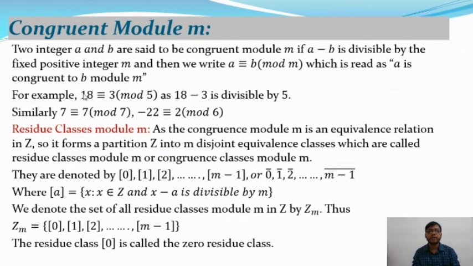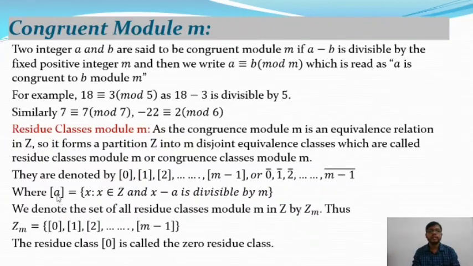After that, we will define the residue classes modulo M. As congruence modulo M is an equivalence relation in Z, it forms a partition of Z into M distinct equivalence classes, which are called residue classes modulo M or congruence classes modulo M. They are denoted within square brackets or with a bar, that means [0], [1], [2] up to [n minus 1], or 0 bar, 1 bar, 2 bar up to n minus 1 bar. So it can be written either within brackets or with a bar.